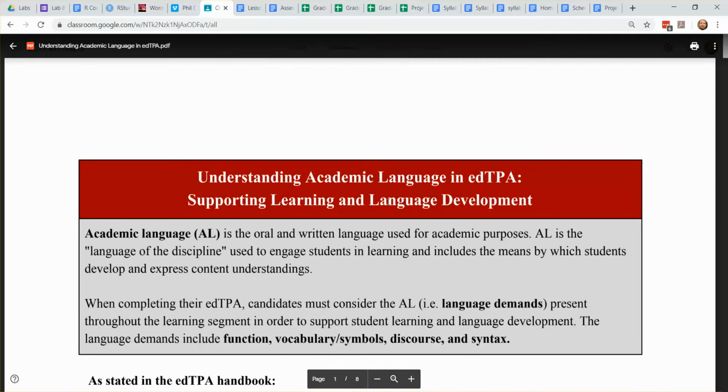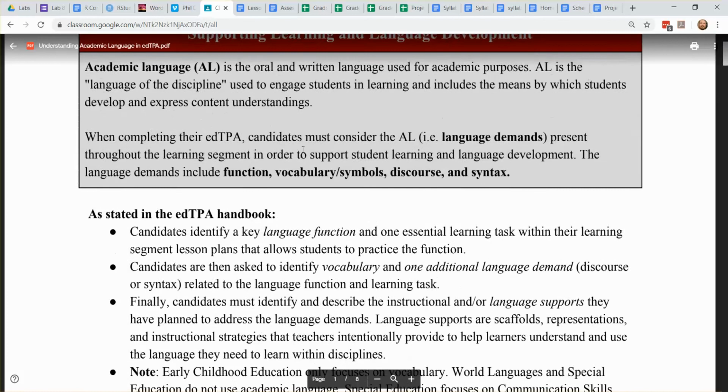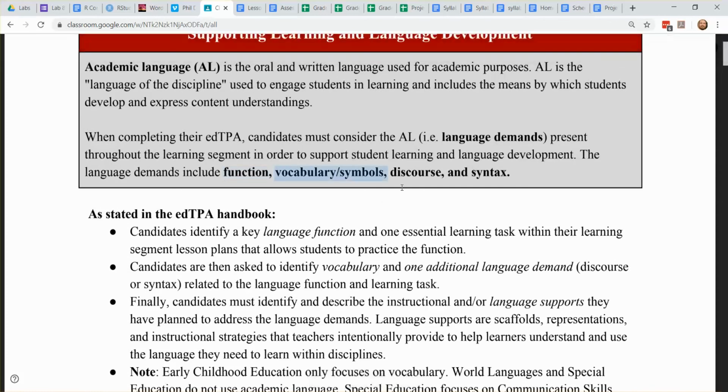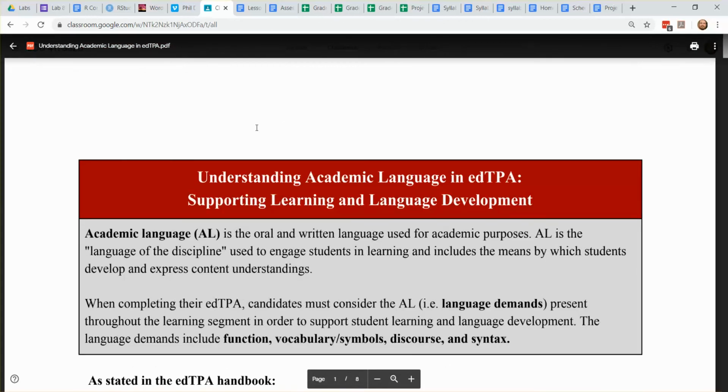So those are our four main areas that you want to get real familiar with: function, vocabulary, discourse, and syntax. Hope this video has been helpful in you getting a little bit of an understanding in those four areas.